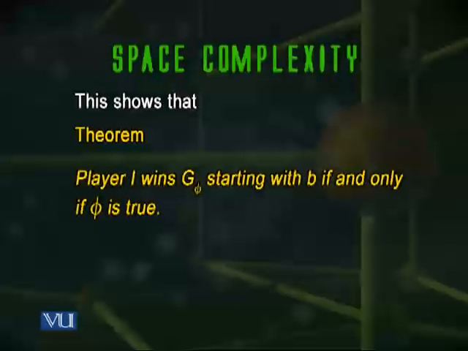Thus, we have this very nice theorem which says that player 1 wins G sub phi starting with B if and only if psi is true. And this establishes our reducibility. So let's think a moment and see what we were able to do with this game, Generalized Geography.